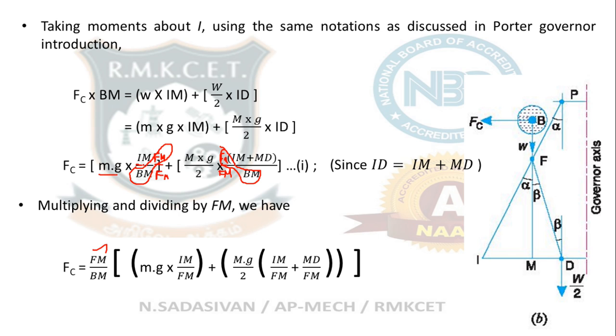Mg into Im by Fm. Correct? Im by Fm. Similarly in here, Im plus Md by Fm. Im by Fm plus Md by Fm. That's what. The same thing is split up into terms. Im by Fm plus Md by Fm. That is Im plus Md by Fm. Clear? So since you have taken this as common term outside. Clear?